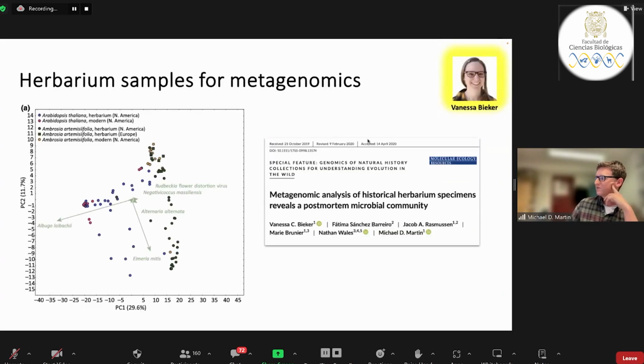A little bit of early work from Vanessa showed us that if you look at historic herbarium specimens, across multiple species and different types of plant hosts, like Arabidopsis and ragweed, you find some of the same microbes present on just the historical specimens in comparison to the modern. So we view these as herbarium contamination. These are microbes that are living on the plant after it's killed and collected for the museum. And those are basically contamination that we don't want to include in our analysis.